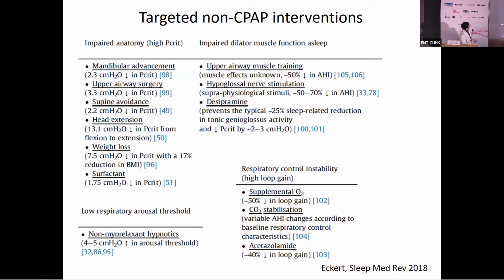This is a busy slide, but it's just to show that there are studies that have been conducted for patients with, let's say, impaired dilator muscle function. You can try upper airway muscle training, the hypoglossal nerve stimulation, even using desipramine. And for those with low arousal threshold, non-muscle-relaxant hypnotics; for respiratory control instability, oxygen, CO2 stabilization, or acetazolamide. And these are the traditional ways that we've been working on for OSA.